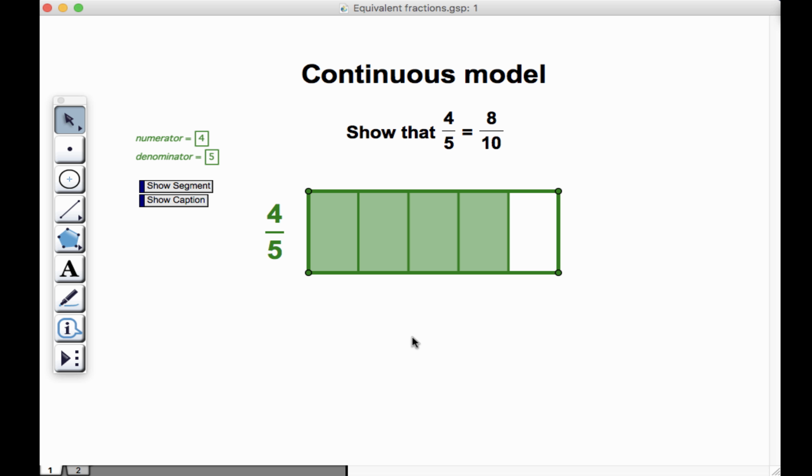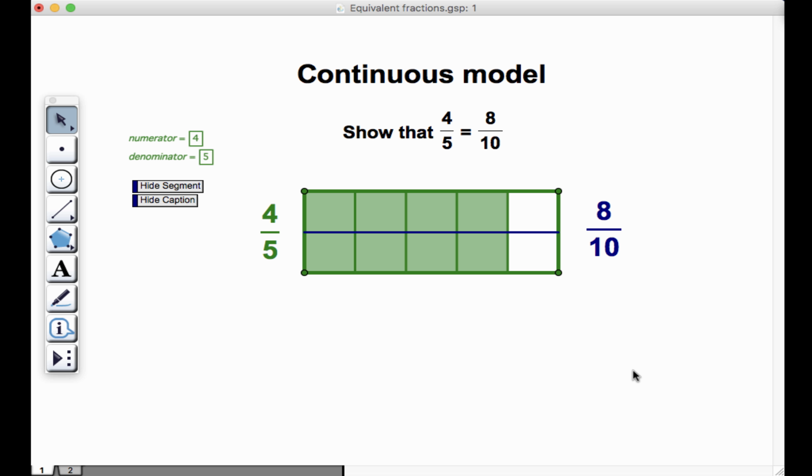If I want to show that that same amount is also 8/10 of the whole, I could just slice in half. I've doubled the number of equal size pieces that the whole is sliced into. That makes the pieces half the size that they were before. Now we have 10 of them. And so this becomes a picture of 8/10. So the same whole, same amount shaded. From this perspective, it's 4/5. From this perspective, it's 8/10, but really nothing has changed. It's the same amount the whole time.